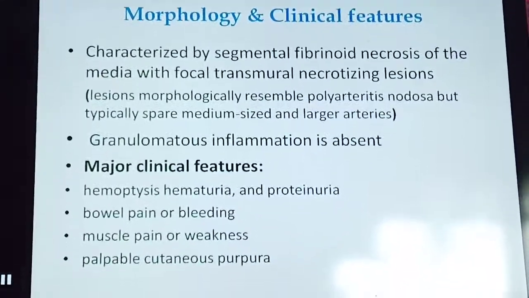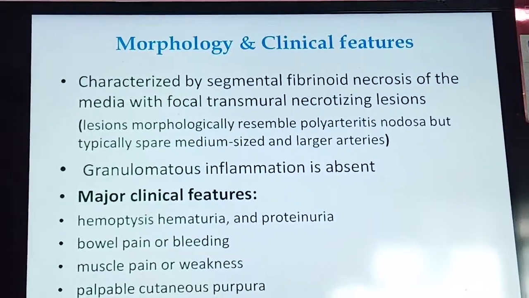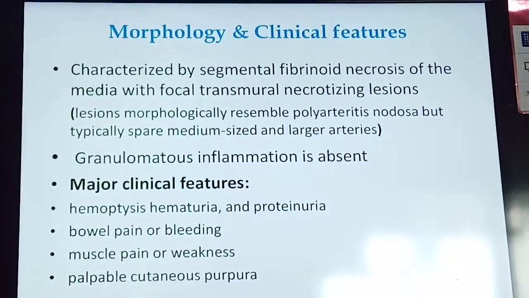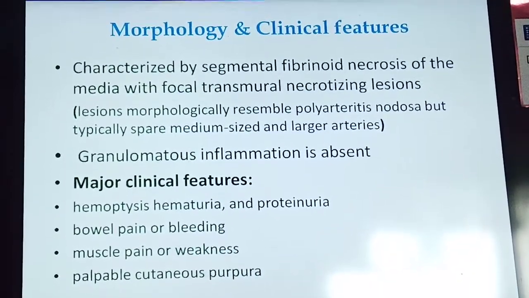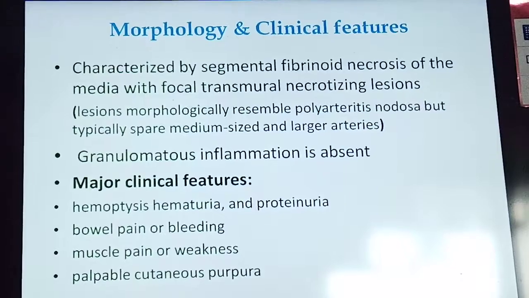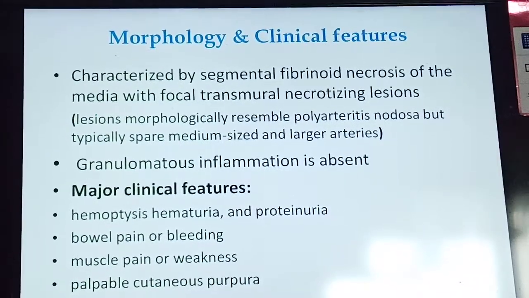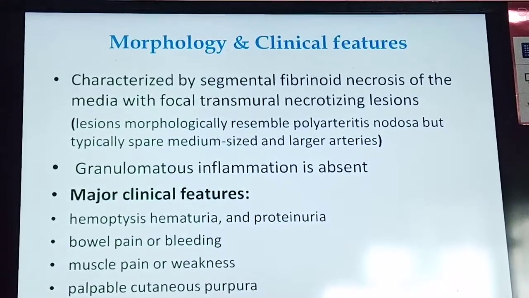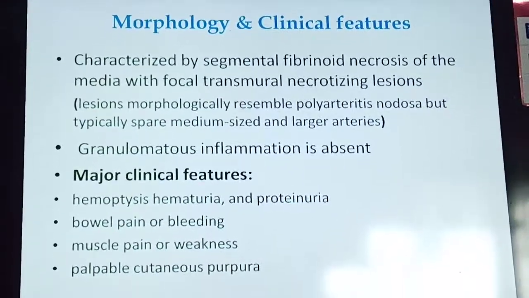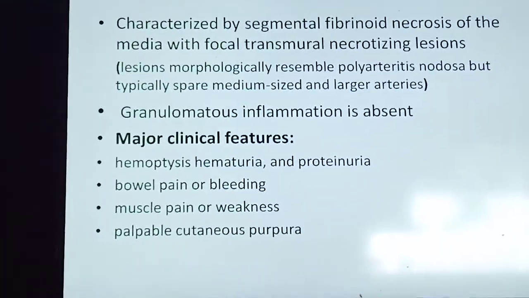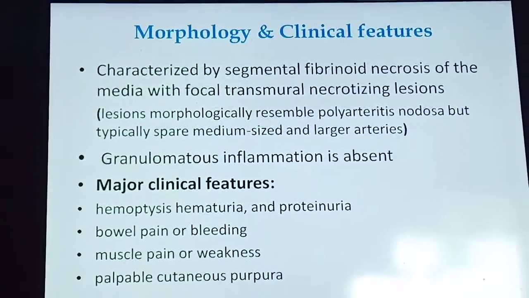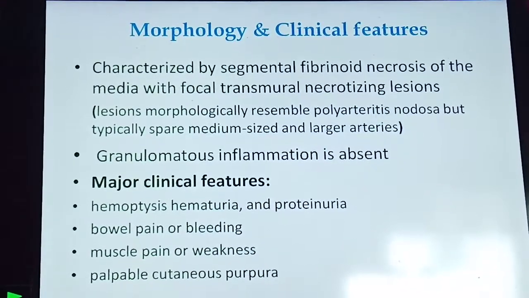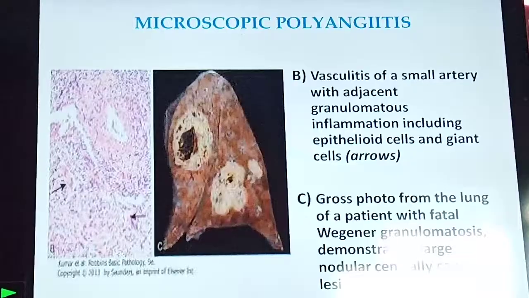In morphology and clinical features, it is characterized by segmental fibrinoid necrosis of the media with focal transmural necrotizing lesions. The lesions morphologically resemble polyarteritis nodosa but typically spare the medium-size and large arteries. Glomerular inflammation is usually absent, and major clinical features are hemoptysis, hematuria and proteinuria, bowel pain and bleeding, muscle pain or weakness, and palpable cutaneous purpura.